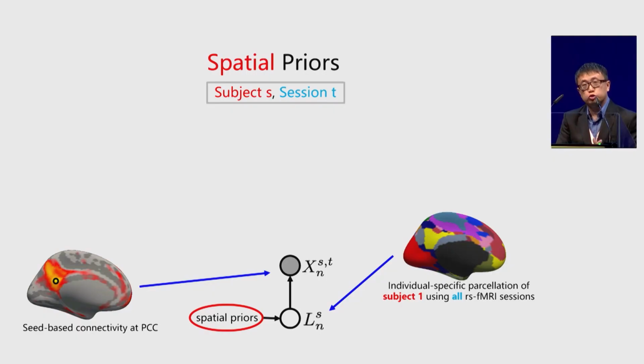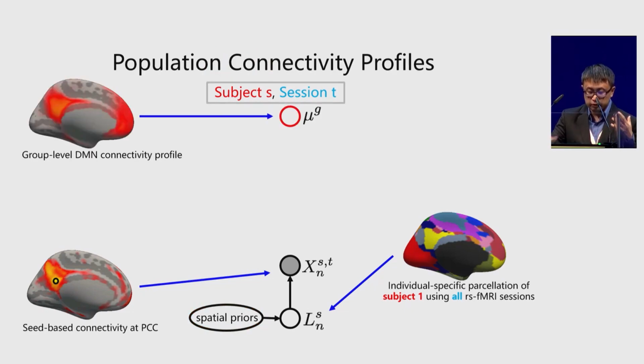Because individual subject profiles can be very noisy, we have a spatial prior that encourages neighboring vertices to be assigned to the same label. This is actually estimated from data. We have other priors as well. At the top level, we have group level connectivity profiles for each network. Here I'm showing the default network connectivity profile. You can think of this group level profile as the average connectivity profile of all vertices of all sessions of all subjects that belong to the default network.